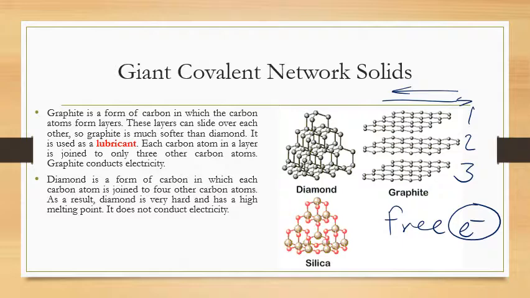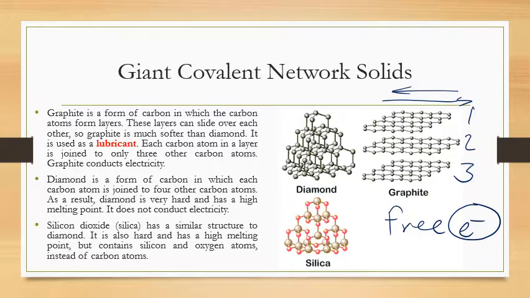Diamond, on the other hand, is a form of carbon in which every carbon is joined to another carbon. It has a maximum of 4 bonds. As a result, there's lots and lots of bonds to break. It is very hard, and because it takes lots of energy to break these 4 bonds, it has a high melting point. And it does not have a free electron. So because it doesn't have a free electron, it does not conduct electricity.